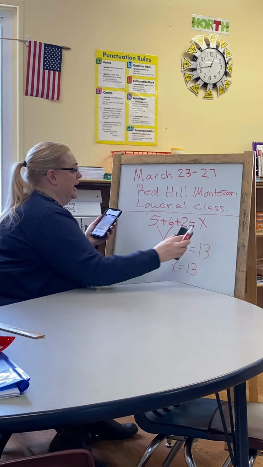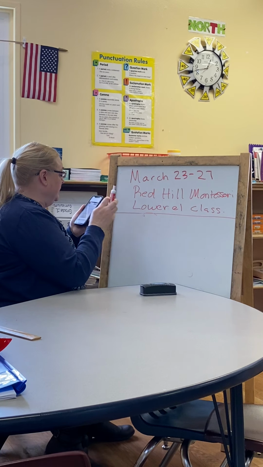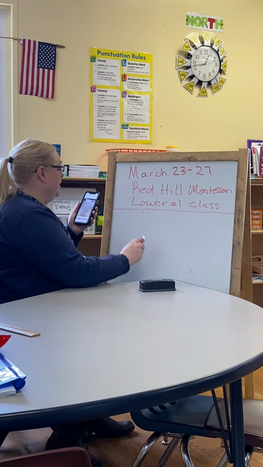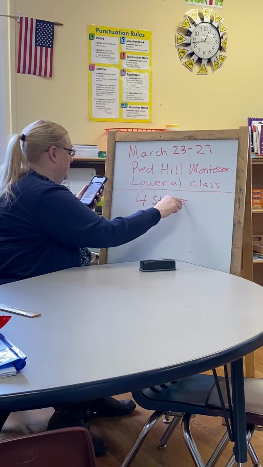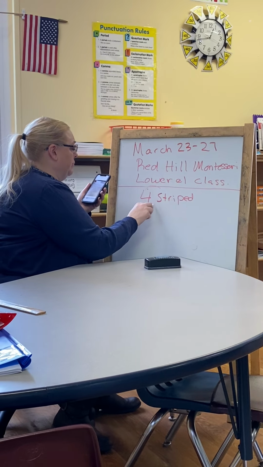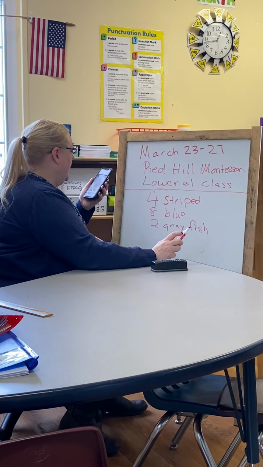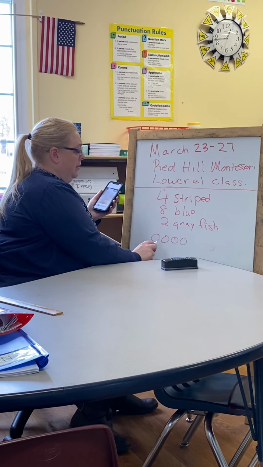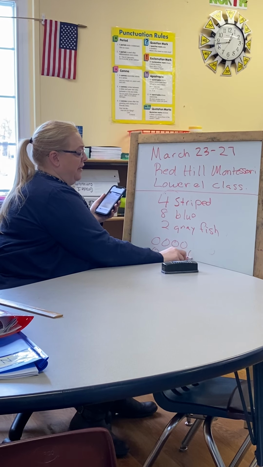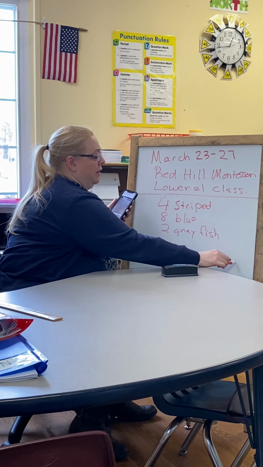So when you go to your diagram on the next page, which is your work that you need to put together, it says Tina has many pet fish. She has 4 striped fish. She has 8 blue fish and 2 gray fish. Right? How many fish does she have altogether? So we could do 1, 2, 3, 4, 1, 2, 3, 4, 5, 6, 7, 8, and then add 2 more.